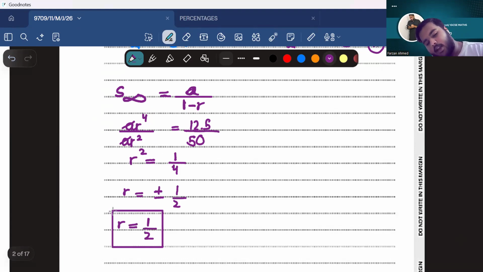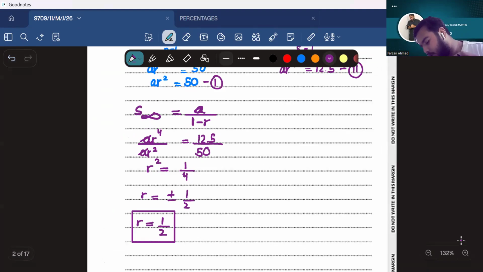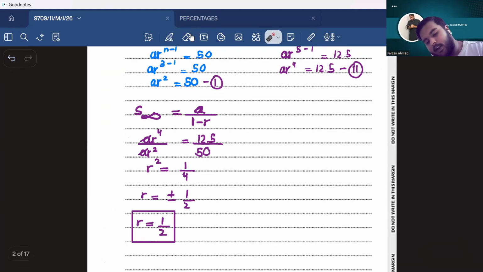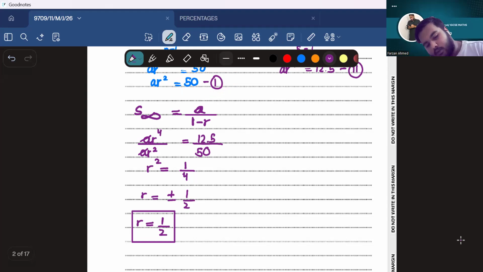Now we have to find A. It is very easy. We will plug this R into this equation to find A. So A times (1 upon 2) square is equal to 50. So the A we got is 200. Okay, we have A and R.